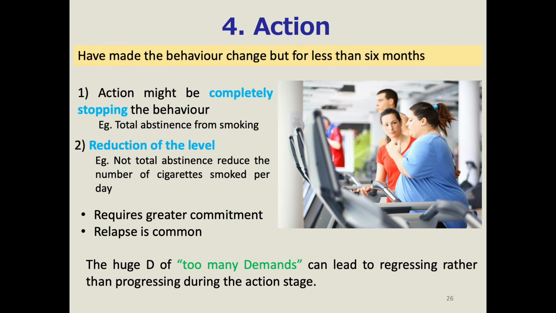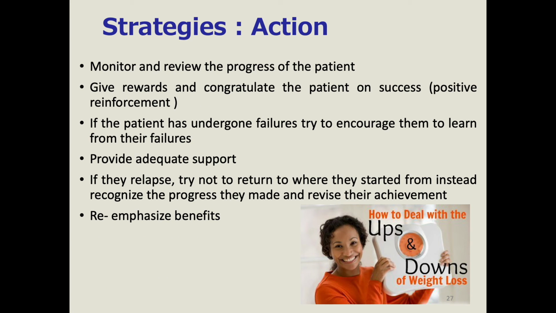And the huge D of this stage is too many demands, which can lead to regression rather than progressing during the action stage. These are the strategies that should be used with the patients in the action stage. We should monitor and review the progress of patients and give rewards and congratulate the patient on their success, which is called positive reinforcement. And if the patient has undergone failures, try to encourage them to learn from failures and provide them adequate support. And if they relapse, we should make sure that they will not return to where they started from. Instead, we should encourage them to recognize the progress they made and revise their achievements. And we should re-emphasize the benefits of the lifestyle change.